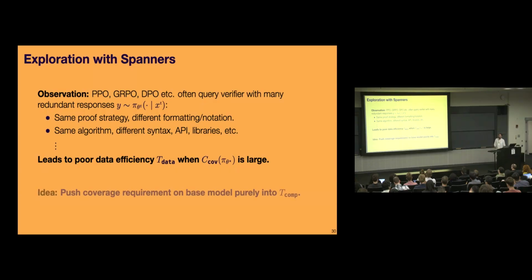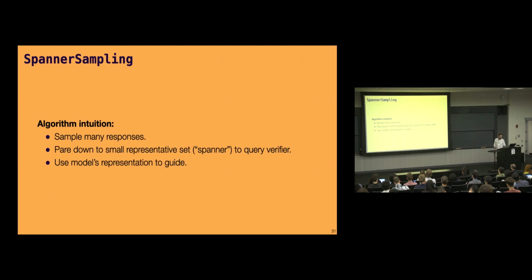So the idea behind this algorithm is just to be a little more deliberate and avoid querying your verifier in this redundant way. So concretely, what we do is, when we get a prompt, we're still gonna sample a bunch of responses from the base model, but we're not going to go and immediately query the verifier with all of them.